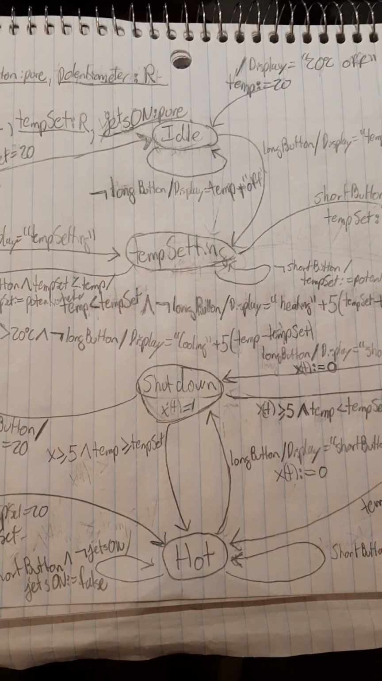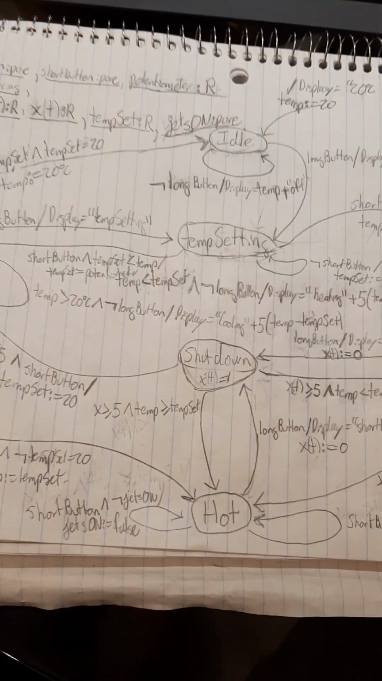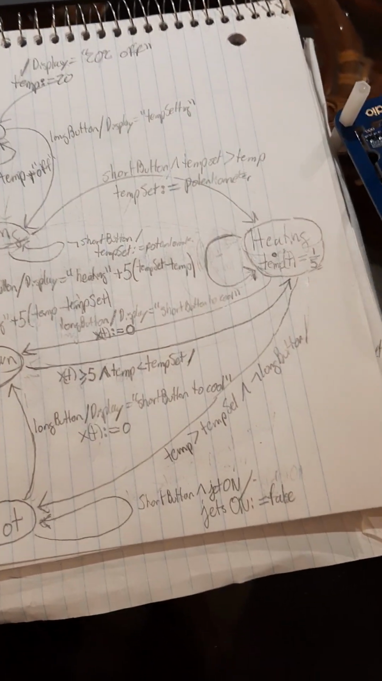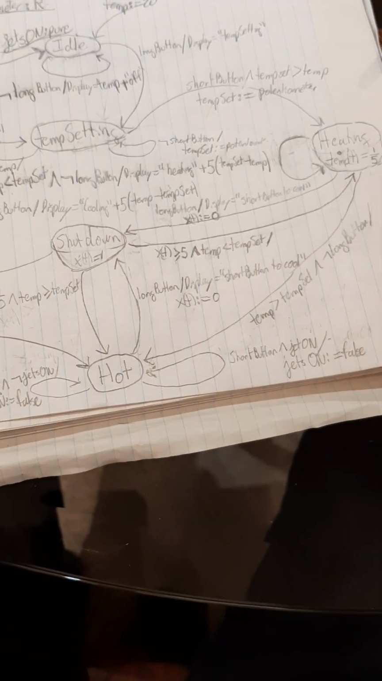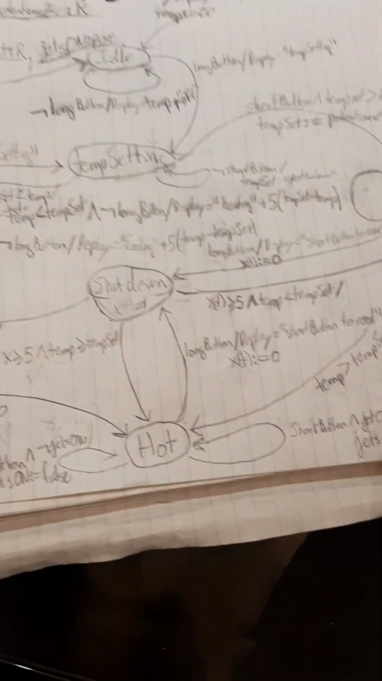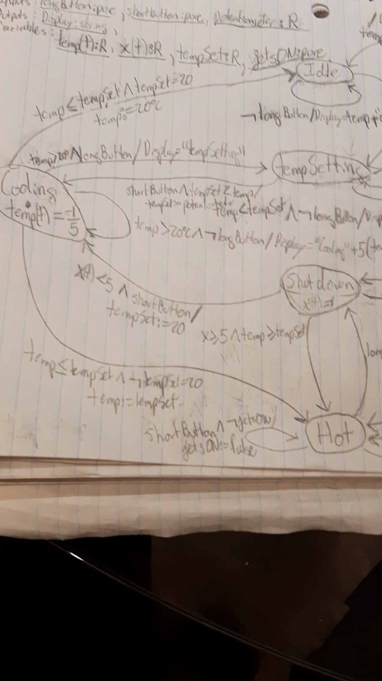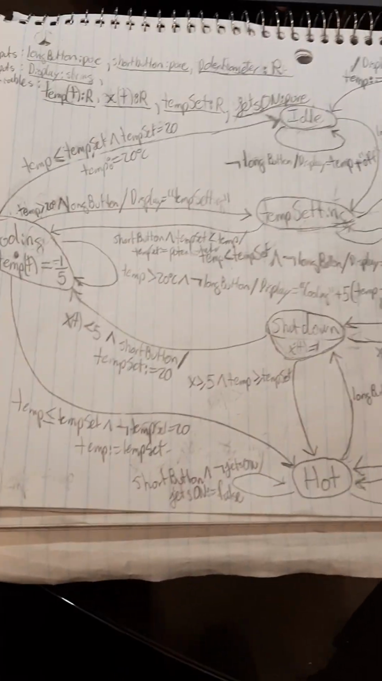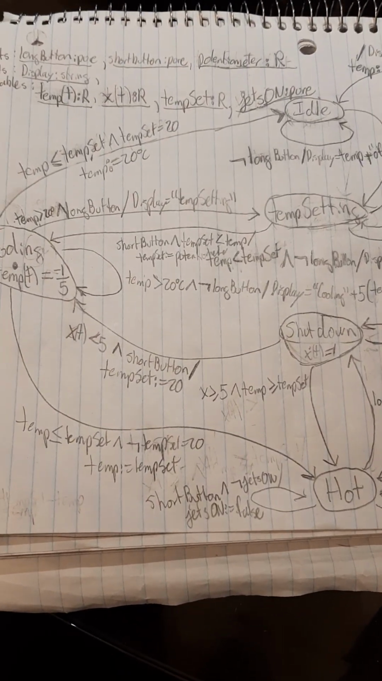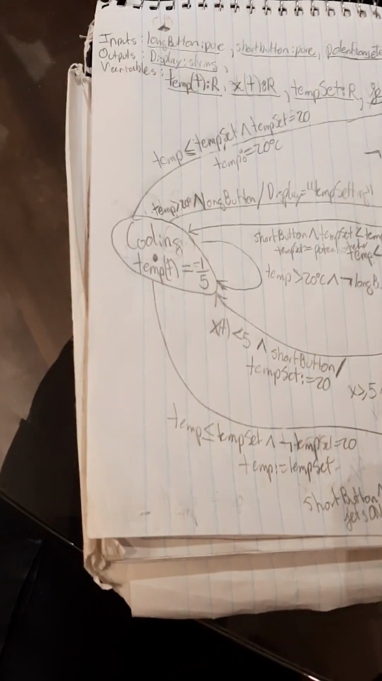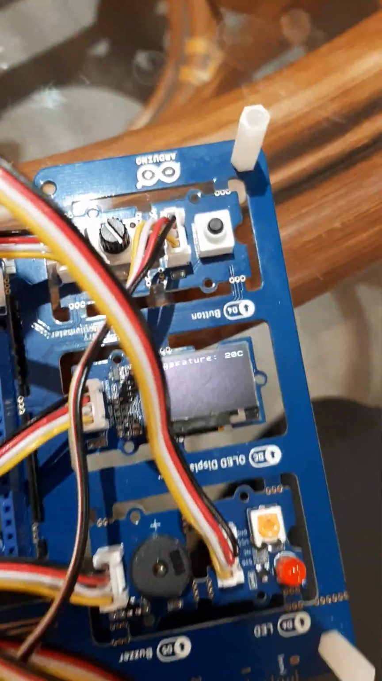So when you're from idle or cooling, you can set the temperature, and then it goes to heating, and then from heating or hot, you can go to shutdown, and then it goes back to cooling. And I made sure that if you're in cooling and then you set the temperature, let's say that's lower, you go back to cooling, and there's an arrow from cooling to hot also. So I think I just uploaded it.